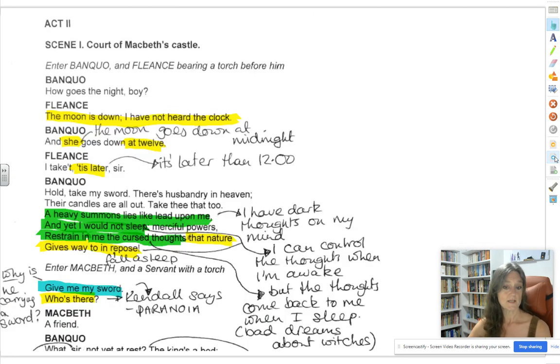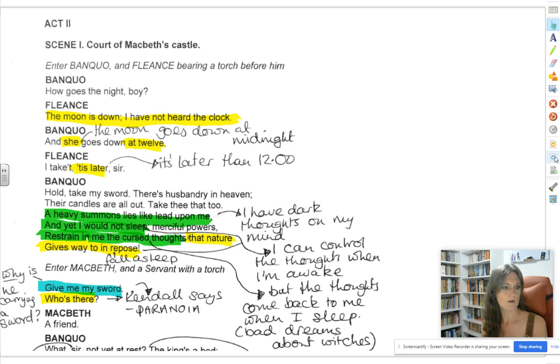Okay, so I watched that scene and I made some notes based on what they were discussing. So this is how the scene goes. Enter Banquo and Fleance. Fleance is carrying a torch, and it's what I call quite a domestic scene. It's like a father and a son, and they're staying together in Macbeth's castle. It's kind of a strange place. They're staying somewhere they're not used to, not at home.